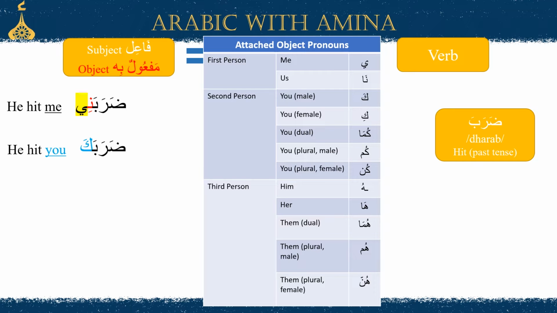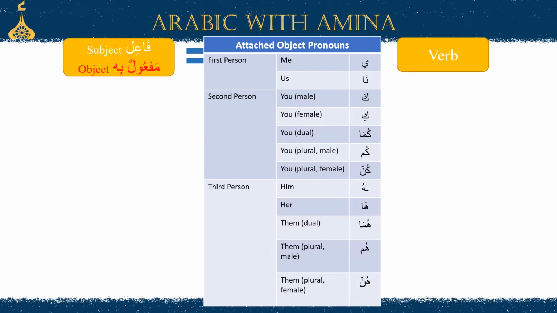If we were to say that he hit you and we're talking to a female, we would say ضربك. Our next example is going to be the plural female, and the pronoun is kaf noon. We add it to the end of our verb and it becomes ضربكن. And then our final example is going to be he hit us. So the pronoun for us is noon alif, na. And so ضربنا. So in this slide, we were talking about ضرب, which is hit in the past tense.